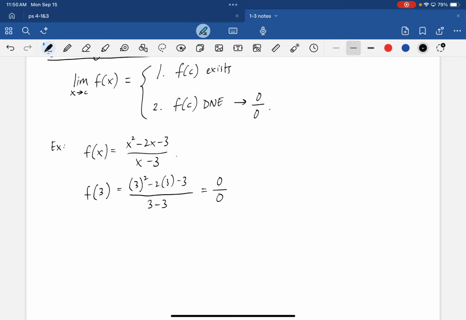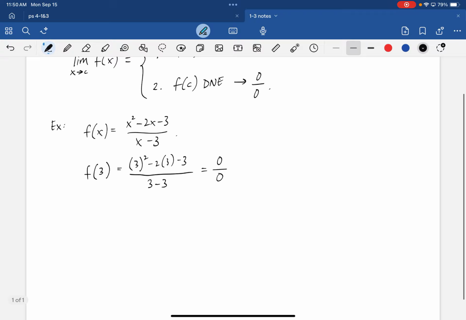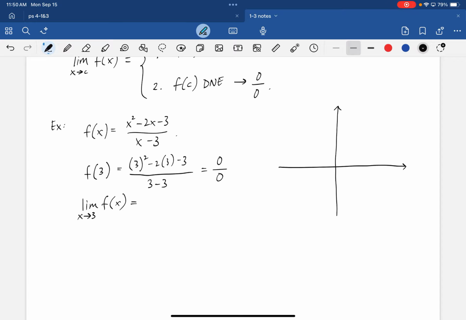So, technically, this function does not exist at the value x equals 3. Yet, the limit is going to have a well-defined value as x approaches 3. The limit of f of x as x is approaching 3 is actually going to be well-defined. And we can see this graphically, because if you were to graph this function, can anybody guess what it would be? What would the shape be?